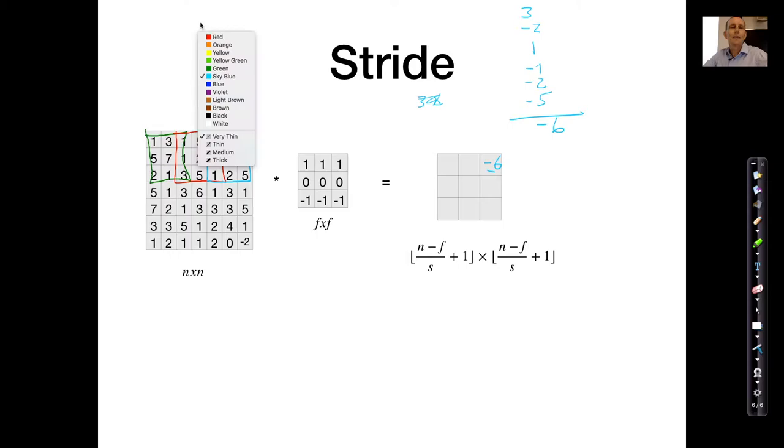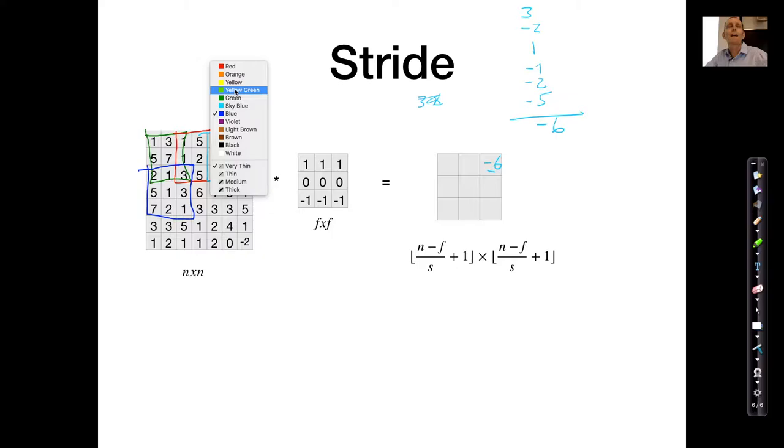So there's the same idea. Let me show you. Let's do a dark blue. So we would have here, we go down by 2. So the stride, we use the same stride. We use the stride in each direction.